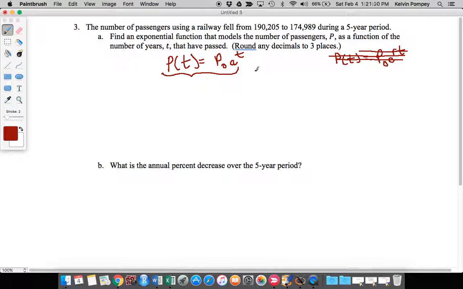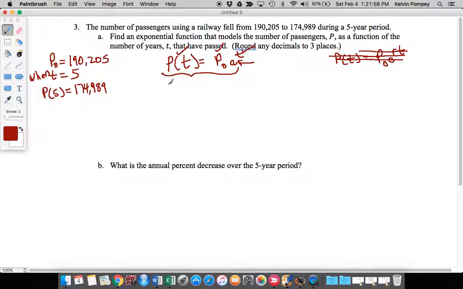All right, well, we're given a couple of pieces of information. I know that my P naught here is the initial amount, which is 190,205. I also know when t equals 5, P of t, that's like plugging in 5, is 174,989, right? And so this gives me P of t, that 174,989, P naught, that 190,205, and t is 5. That helps me find my growth factor, or in this case, it's going to be a decay factor since it fell or decreased.